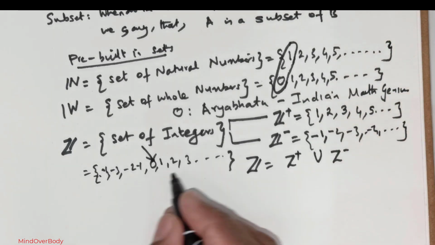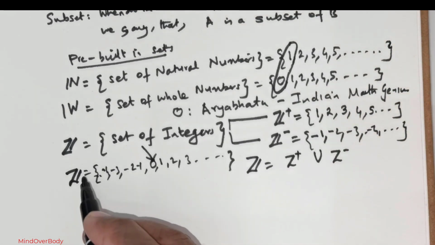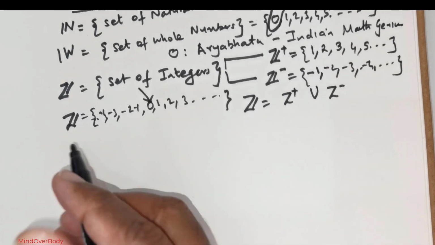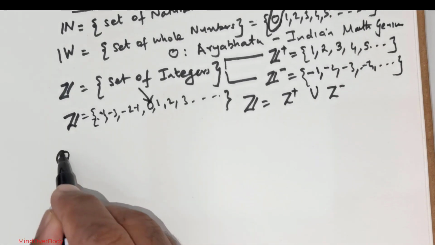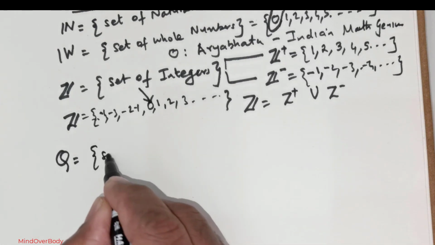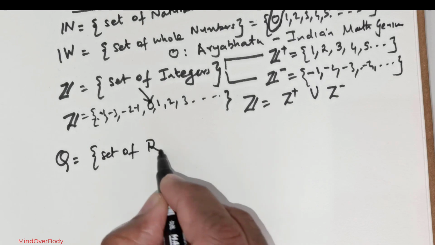But when we are writing, we write it like this. When we are representing the set of integers, this is the way we represent it. So again, there is some mathematical philosophy present there. Now next comes Q. What is Q? Q is nothing but the set of rational numbers.